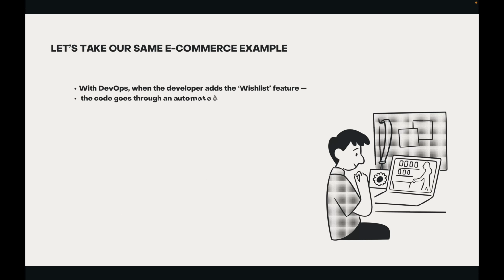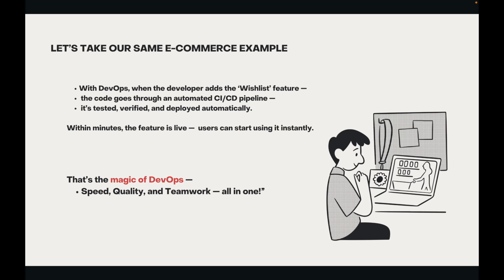Now, if we talk about the previous example that we discussed in this video, the wishlist feature, where we faced the issue before DevOps, what do we face now with the help of DevOps? Suppose the developer adds the wishlist feature, and the code goes through an automatic CI/CD pipeline, so it is automatically tested, verified, and deployed. So we can say all of this will be done in just a minute. This is the magic of DevOps.